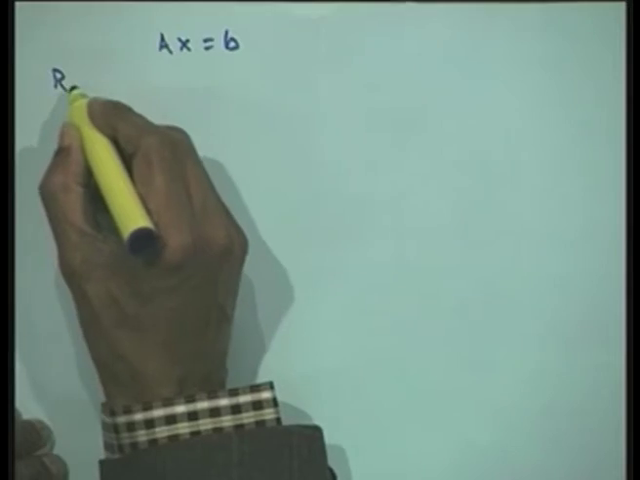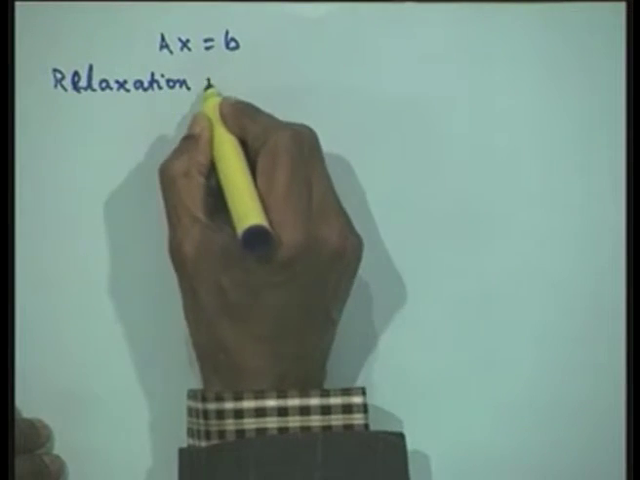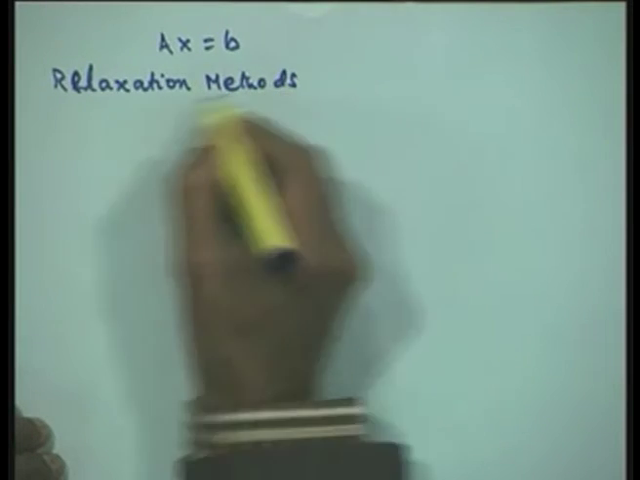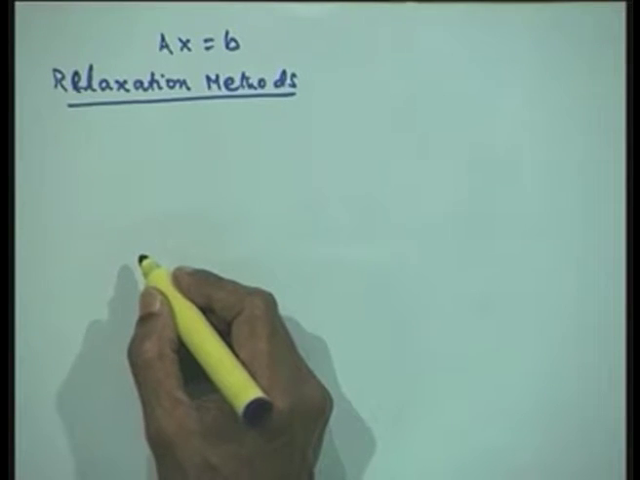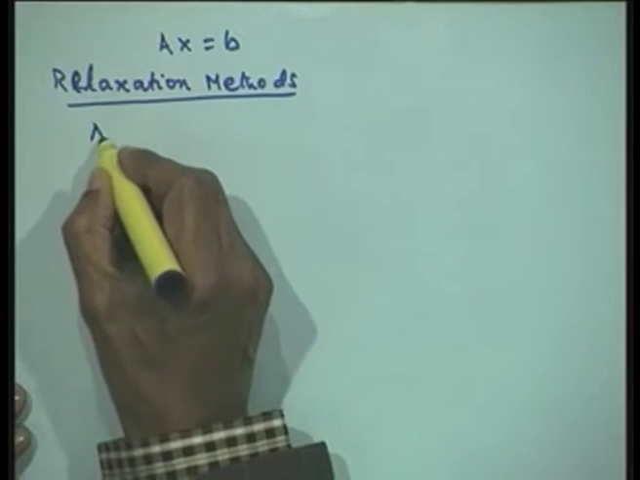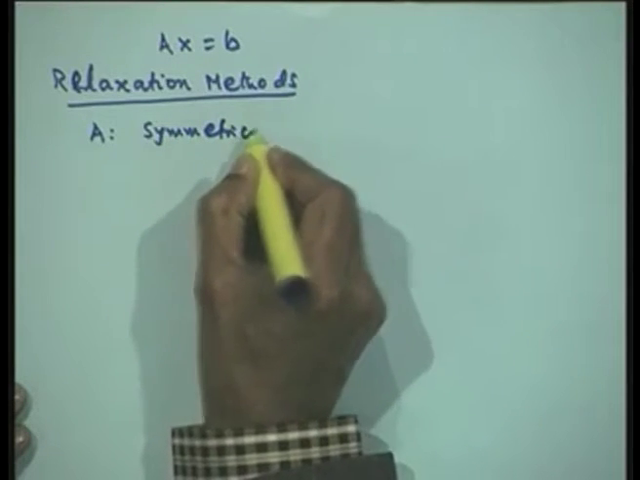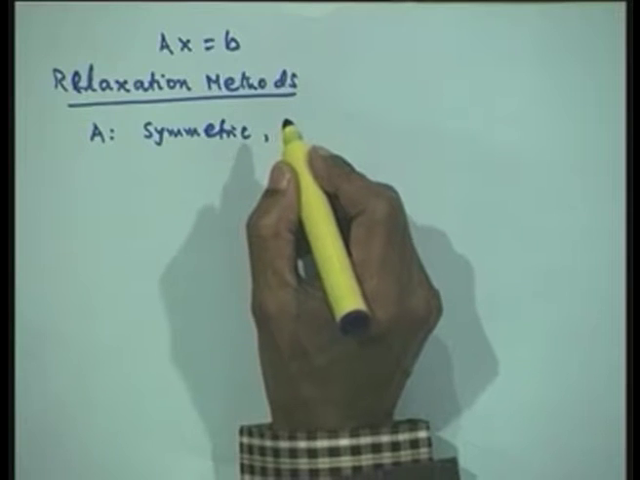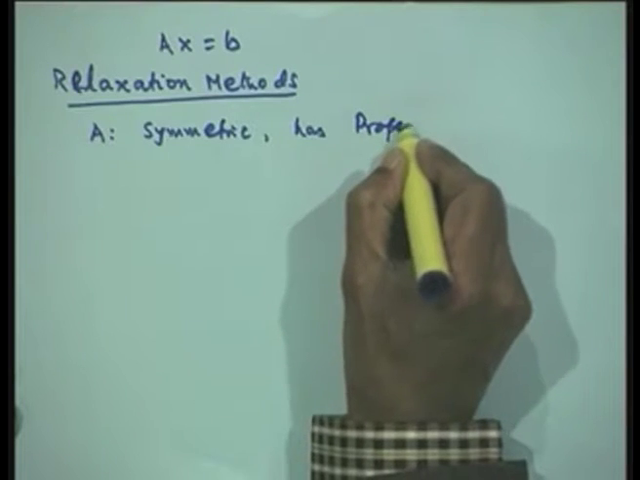In this direction, we have what is known as relaxation methods. So, we will discuss the relaxation methods. This is a generalization of the Gauss-Seidel method. Originally, the method was discovered when the matrix A has special properties: one, that it is symmetric, and two, it has what is known as property A. I will define what property A is.